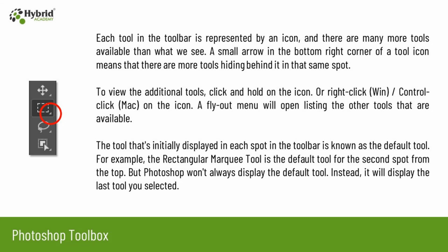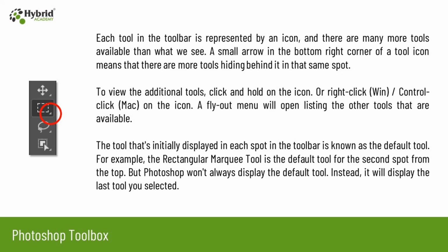Each tool in the toolbar is represented by an icon, and there are many more tools available than what we see. A small arrow in the bottom right corner of the tool icon means that there are more tools hidden behind it in the same spot. To view the additional tools, click and hold on the icon, or right click in case of Windows, or press the Control button along with a click in case of Mac, on the icon. A flyout menu will open up listing the other tools that are available.